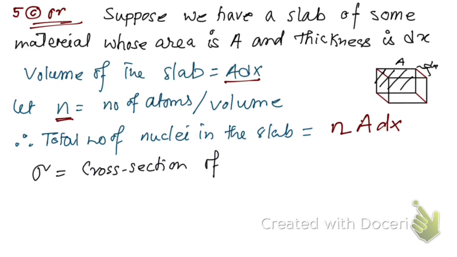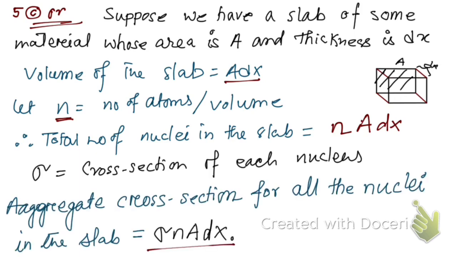Then we assume that each nucleus has a cross section of sigma. Then you see the aggregate cross section for all the nuclei in the slab will be given by, let me write here. So this is what we have got.